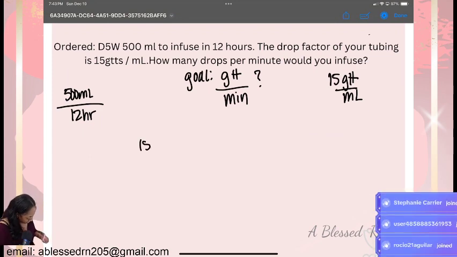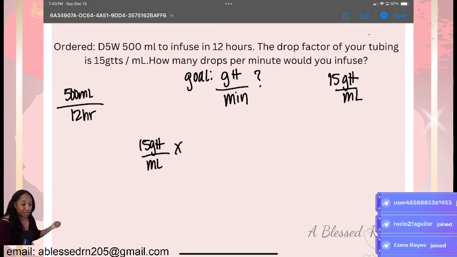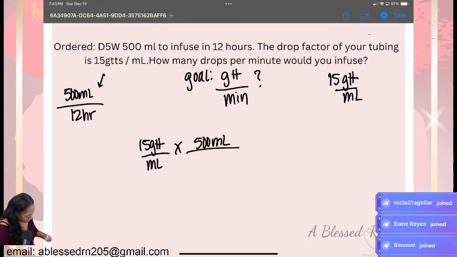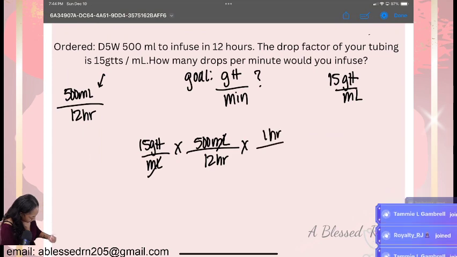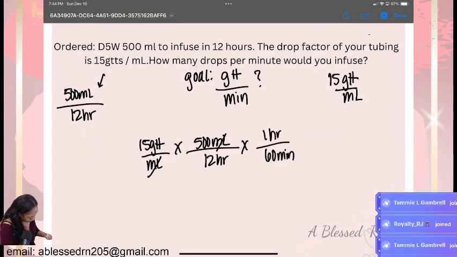So 15 drops over mL, okay? What's on the bottom automatically is going to be thrown to the top if you do this method, because you know it's not part of your goal and it needs to be crossed out. So what do we have? mLs, so 500 mLs over 12 hours. Milliliters are gone. And now we have drops on the top and hours on the bottom, but we need minutes on the bottom, right? So therefore we need a conversion. So 1 hour over 60 minutes. Hour is gone. And now we can multiply across the top, multiply across the bottom, and then divide.